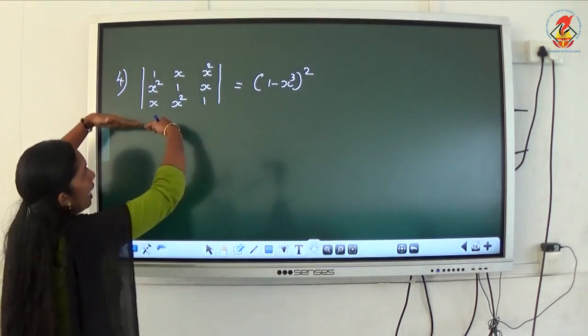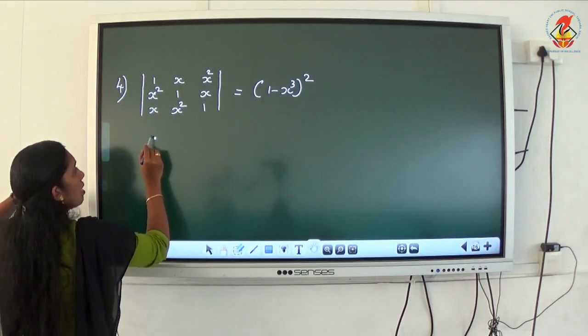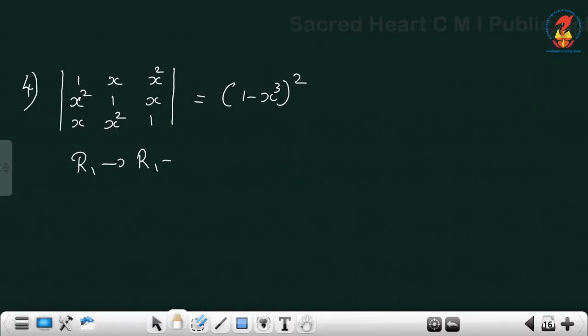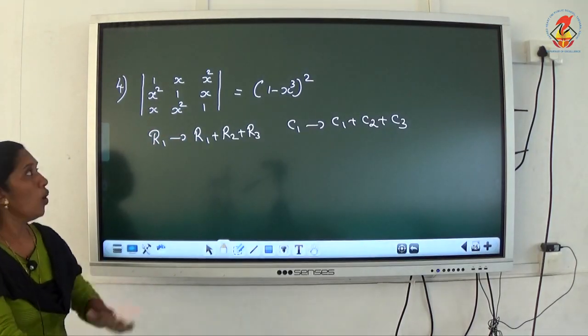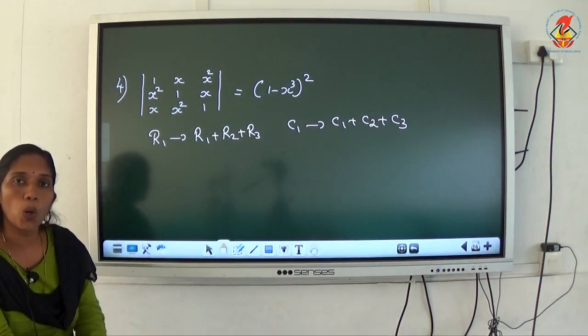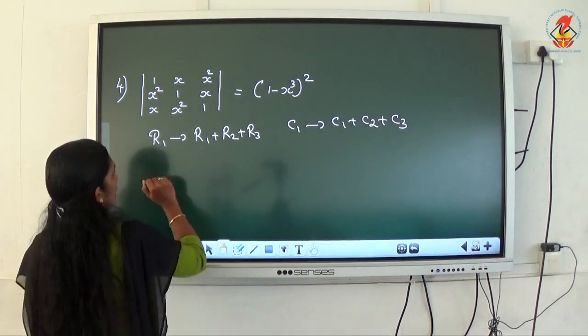So what we do is add everything row wise or column wise. That is, R1 implies R1 plus R2 plus R3, or C1 implies C1 plus C2 plus C3. When we get a question, first add like this and check whether there is a common factor in the first row, or column wise, whether there is a common factor in the first column. If there is a common factor, you can take it outside, then do the remaining steps.